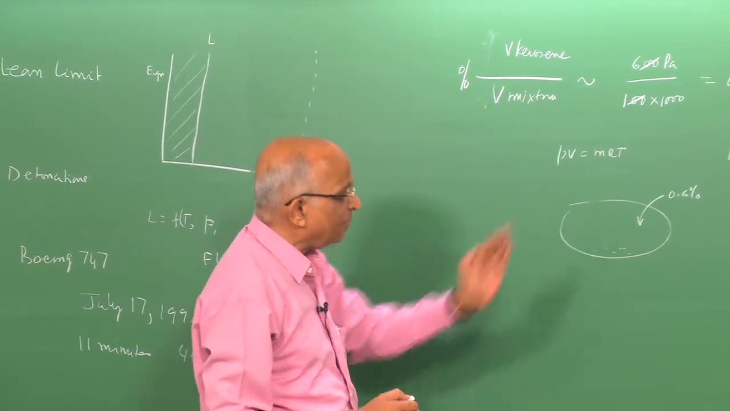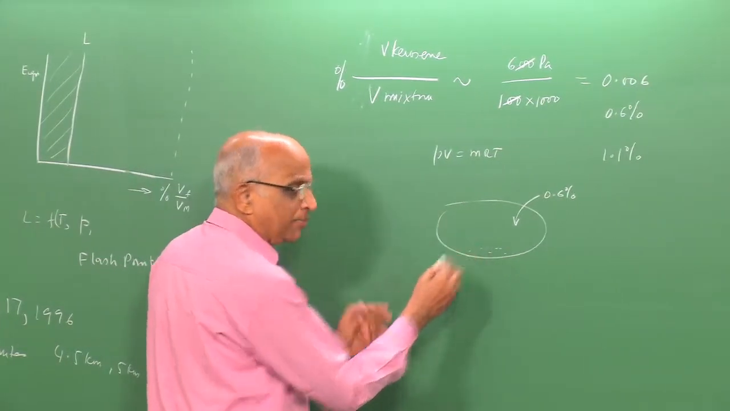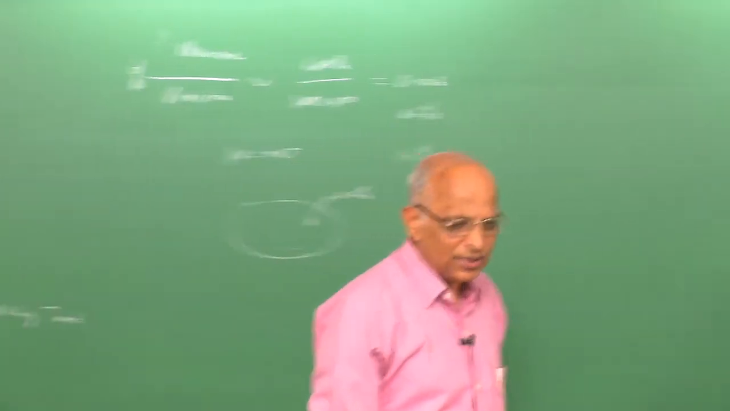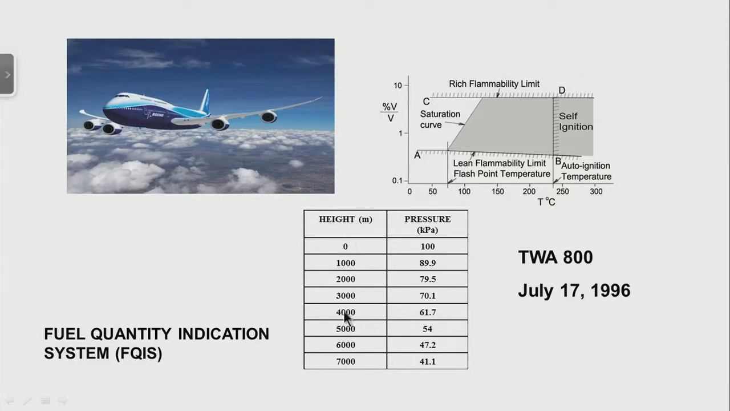When the aircraft is climbing, what happens? It keeps climbing, and what happens when it climbs? Let us take a look at the table here again. I plot the altitude versus the pressure. As it keeps climbing higher and higher, the ambient pressure keeps decreasing until, when it is at something like 4 kilometers, the ambient pressure is 61.7 kilopascal. When it is at 5 kilometers, it is at 54 kilopascal. Maybe when I take a look at 5 kilometers when it has climbed, what is the limit of the mixture?